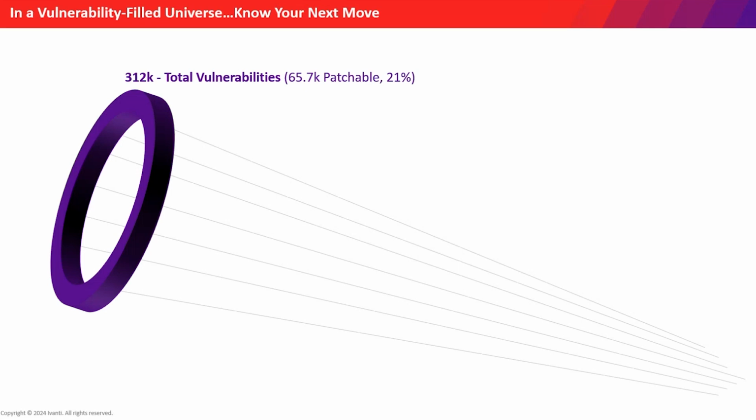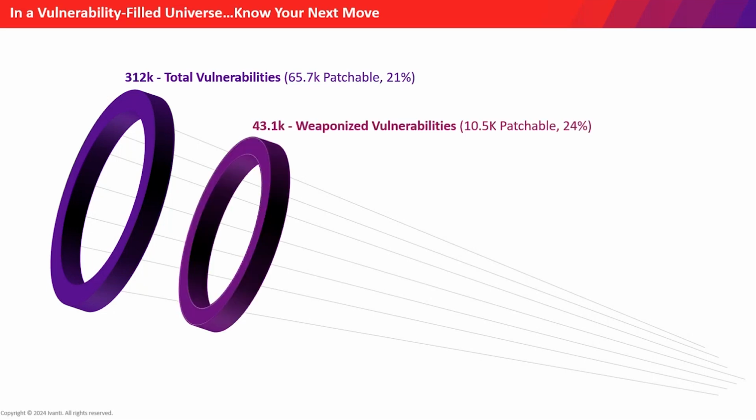Like I said, there's a lot of vulnerabilities. As of the last metric I took in April, around 312,000. Only 21% of those are actually patchable. So there's no reason to chase your tail and try to do everything at once. Focus on the 65,000 that are patchable, and that's where you should start. But we want to take it another couple of layers deeper to help prioritize and sort things out, to focus our efforts and get the biggest bang for our buck.